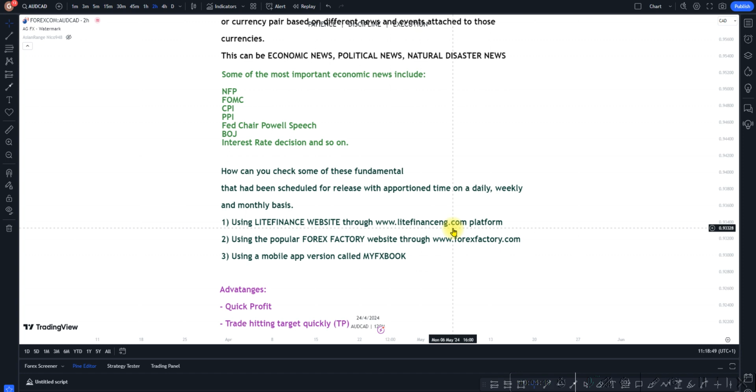It means just when you're in your profile, in your Light Finance account, you can easily check all these news events, all these economic news releases, these fundamentals that you're expecting for a particular day, a particular week, or a particular month. So another way of checking this fundamental is using the popular Forex Factory website, which is www.forexfactory.com. Then the third way is you can download the mobile app version from your Play Store or your App Store. The app is MyFXBook.